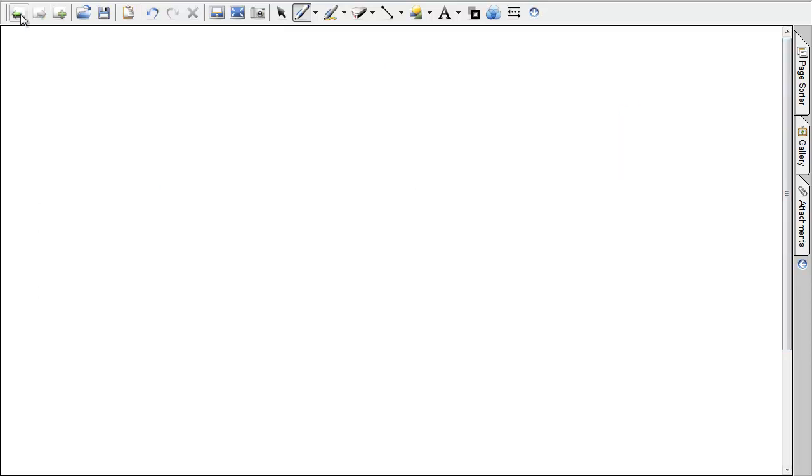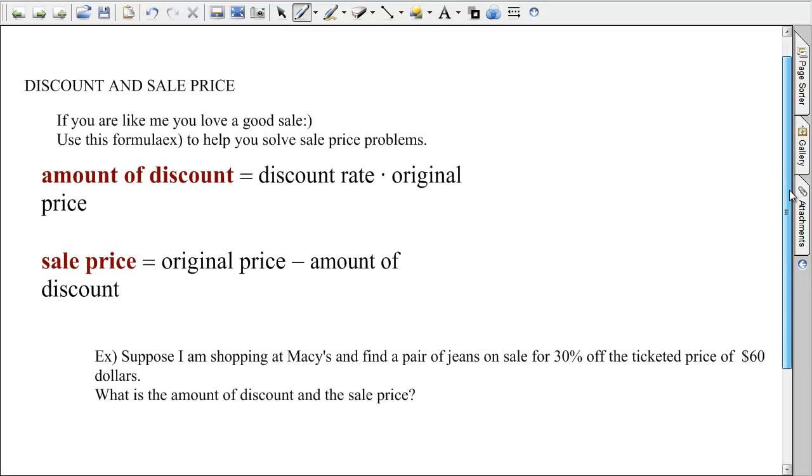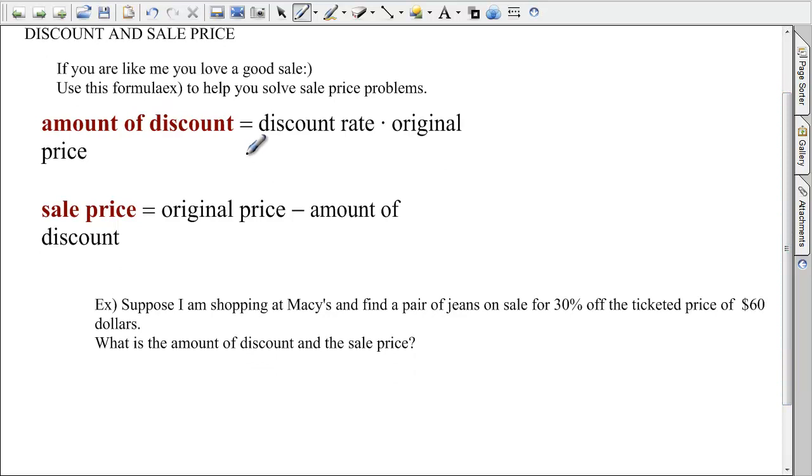Yes, and I believe this is our final slide, for discount and sales price. This tends to be something people are comfortable with because if you're like me, you love to shop. So the amount of discount is your discount rate times your original price. And your sales price is your original price minus your discount amount. So again, suppose I'm shopping at Macy's. You can tell I like to shop at Macy's. And I get a pair of jeans on sale for 30% off the ticketed price of $60. What is the amount of discount and the sales price?